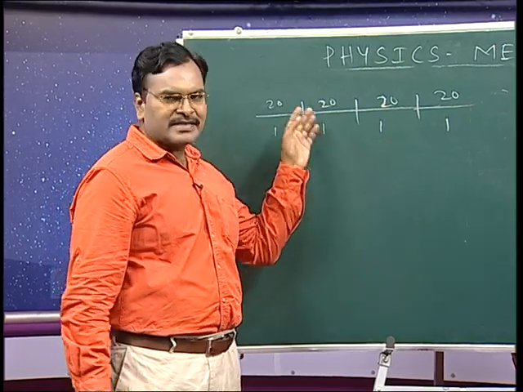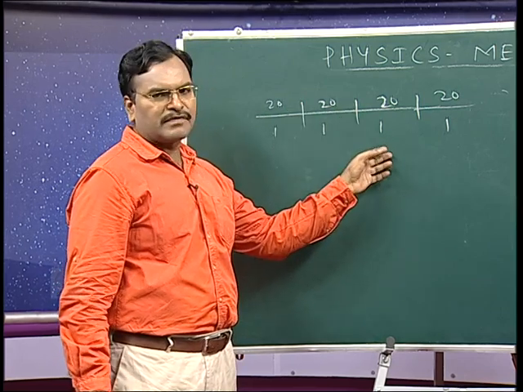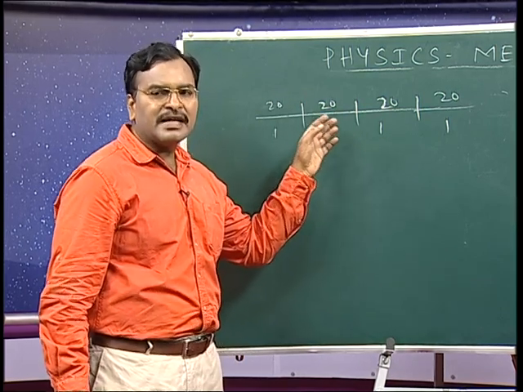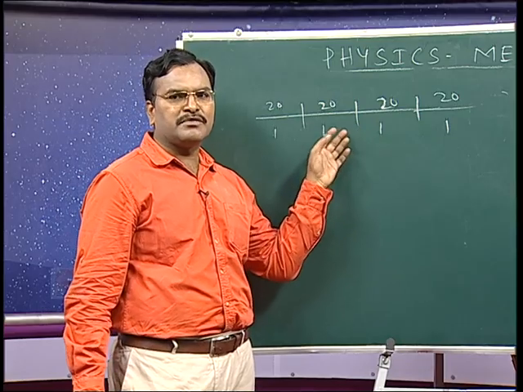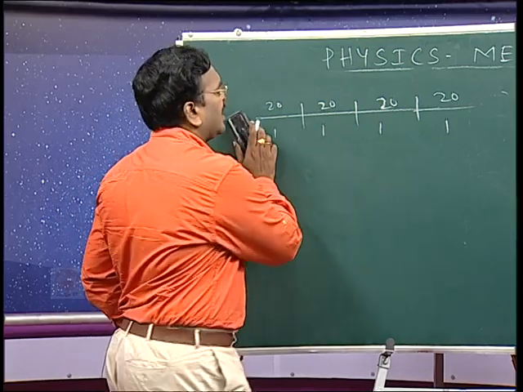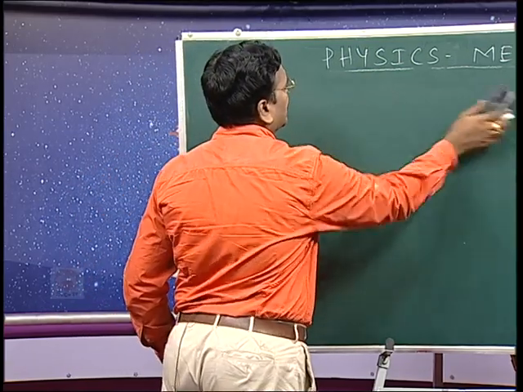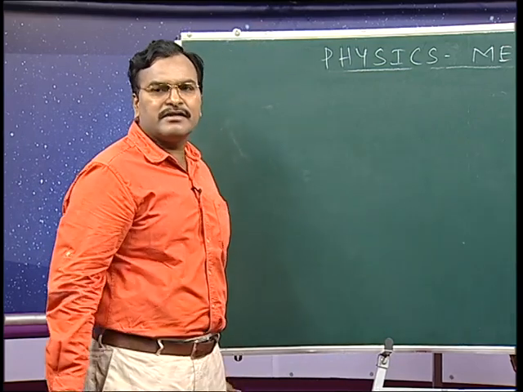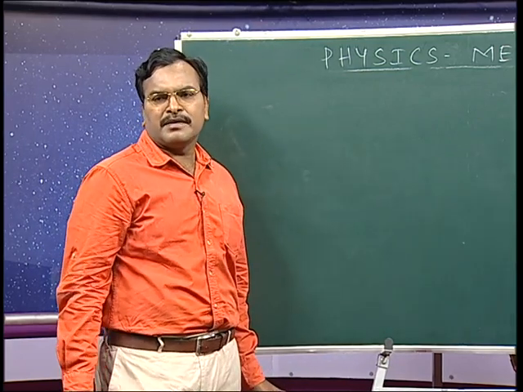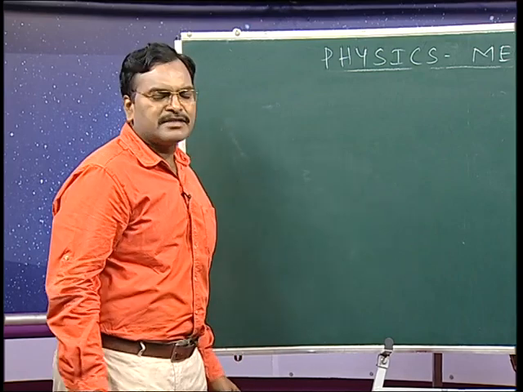If a body covers equal displacements in equal intervals of time, the body is said to move with uniform velocity. And non-uniform velocity means what? The body covers unequal displacements in equal intervals of time.